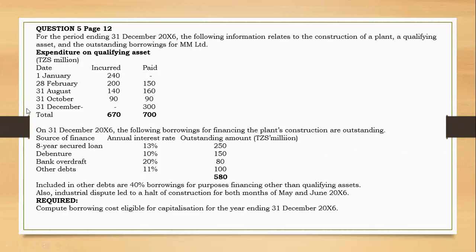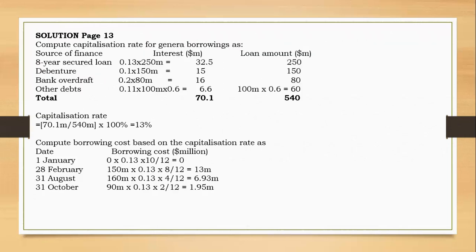And you just come here to the last one, 31st December. 300 million was paid, but how do we do this? I just have to go 300 million times 0.13, but it stayed for 0 months. It stayed for nothing because from 31st December to 31st December, it is 0. So no time has passed, so it's 0 over 12.